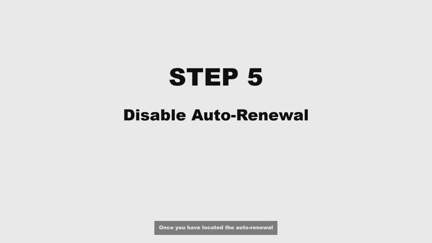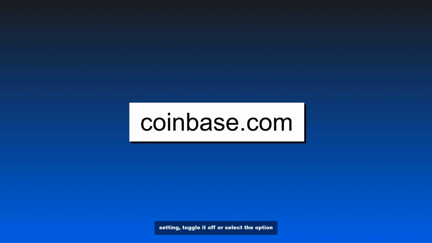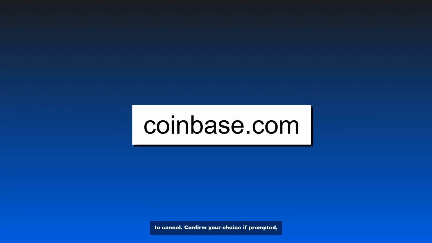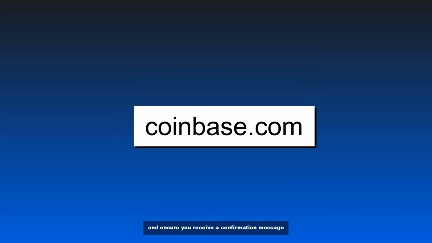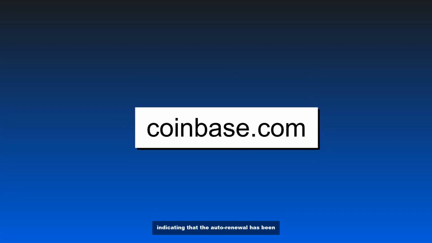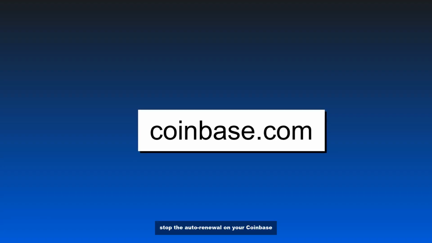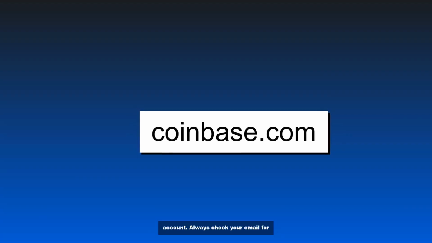Step 5. Disable Auto Renewal. Once you have located the Auto Renewal setting, toggle it off or select the option to cancel. Confirm your choice if prompted, and ensure you receive a confirmation message indicating that the Auto Renewal has been successfully disabled. By following these steps, you can effectively stop the Auto Renewal on your Coinbase account.